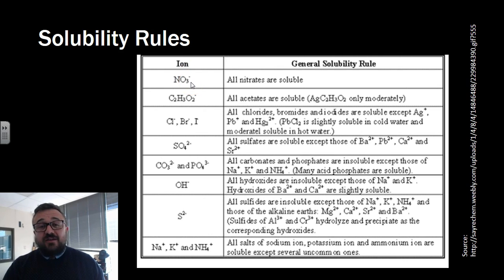If our solution has a nitrate in it, we know that all nitrates are soluble. We have chlorides, bromides, and iodides. All chlorides, bromides, and iodides are soluble, except silver, lead, and mercury. And this is why we had that solid come out. Hydroxides, actually no, hydroxides had to do with this. All hydroxides are insoluble except those of sodium hydroxide and potassium hydroxide. Barium and calcium are slightly soluble.